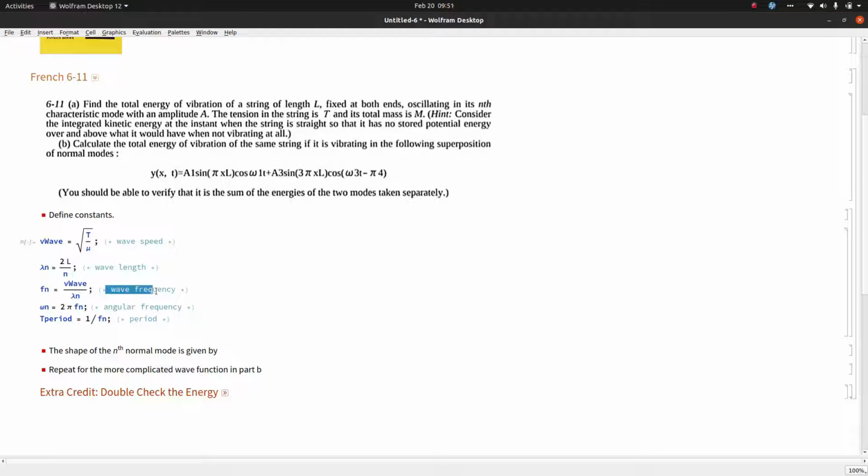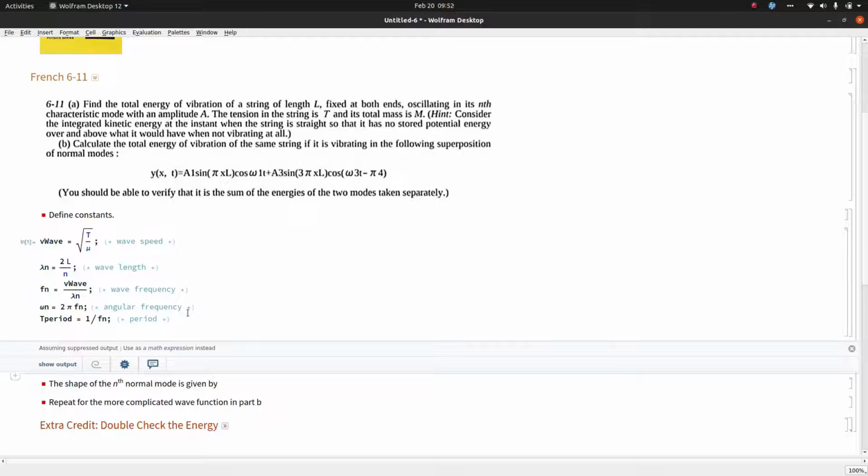For the wave frequency, we can define that as f n, which is equal to the wave speed divided by the wavelength. The angular frequency, omega n, is 2 pi times that frequency. And the period, which is the time it takes to complete a full cycle of oscillation, is 1 over the frequency. Now we're going to go ahead and just define these beforehand so that we can use them throughout the video.